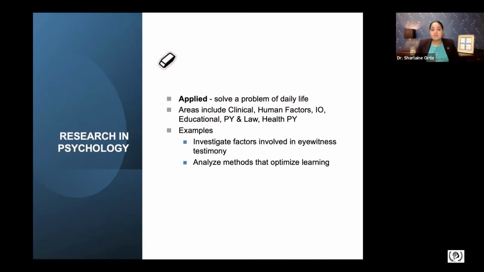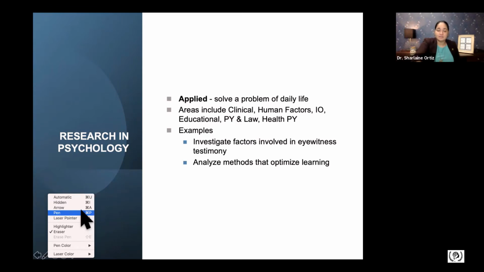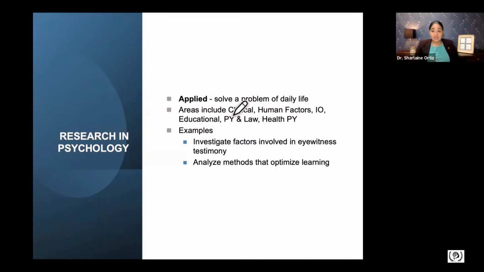Keep in mind, this could include clinical areas, for example, what my foundation is, which is clinical psychology. We can deal with human factors, industrial and organizational psychology, educational psychology, psychology and law, and health psychology. Notice that all of these fields are not theoretical. These are not fields that are trying to learn for the sake of learning.